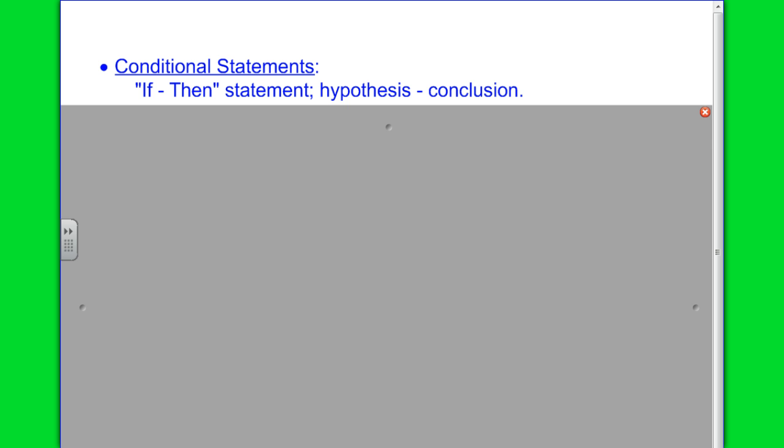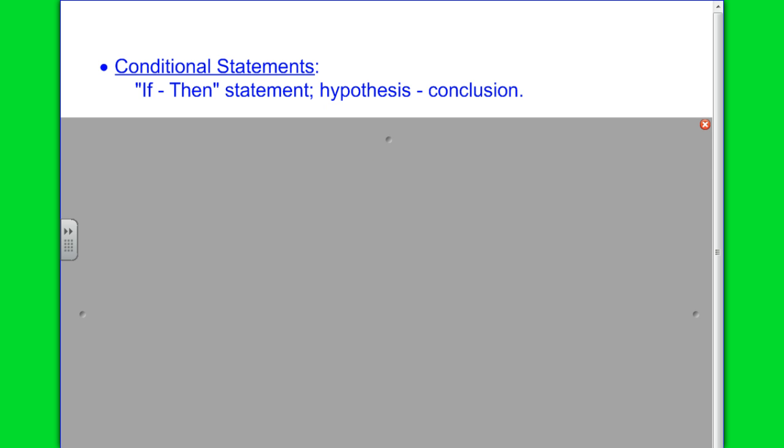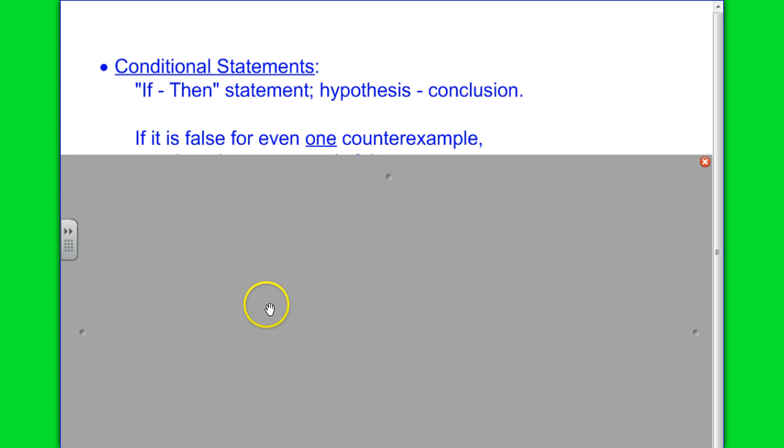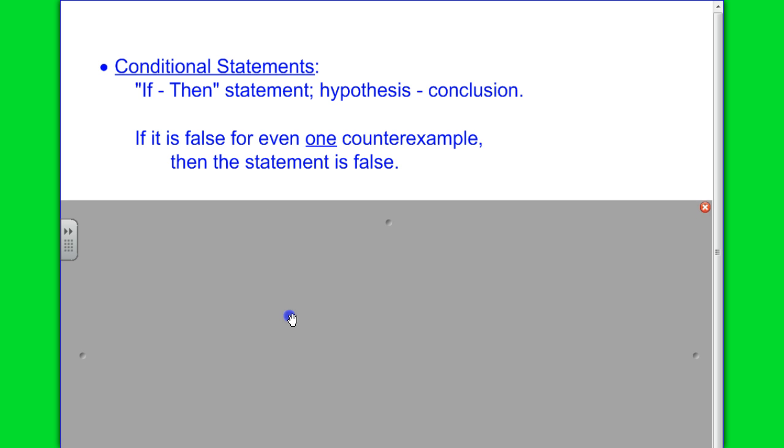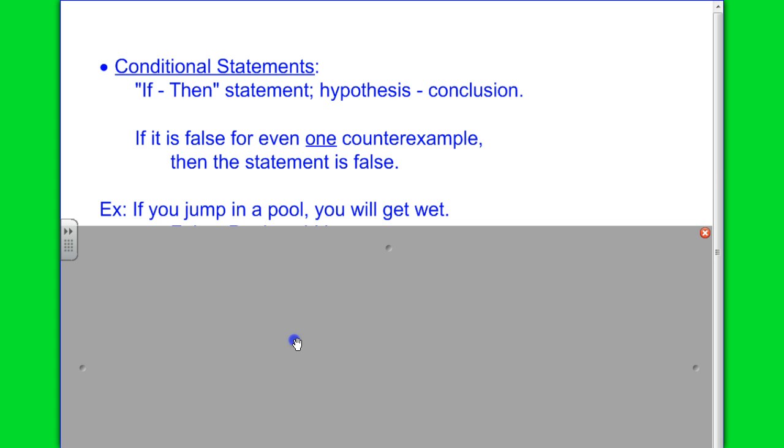An example might be... I don't know. Let me think. So to prove a statement is false, you simply need one example that proves it to be false, and then the entire statement would be false. So here is my statement for you. If you jump in a pool, you will get wet. So don't say anything out loud. Think about that. Is that a true statement, or can you come up with a counterexample?